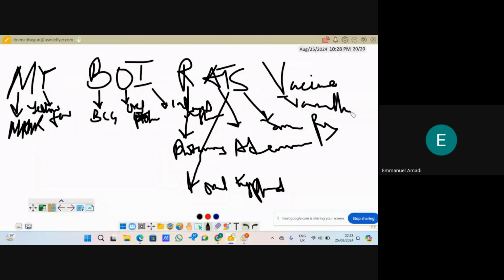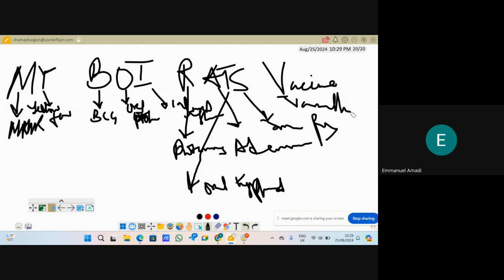You will have to know these names like this. If you have an easier mnemonic, that's beautiful. But you have to know these names. MMRO, that's my boy rat vaccine. MMR, yellow fever, BCG, oral polio, intranasal influenza, rotavirus, adenovirus, oral typhoid, smallpox, varicella.